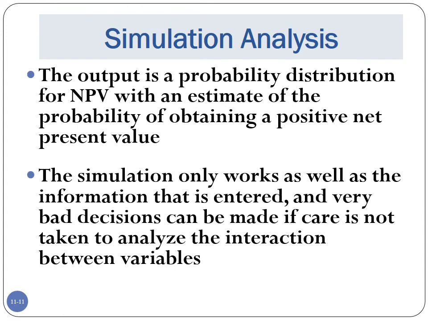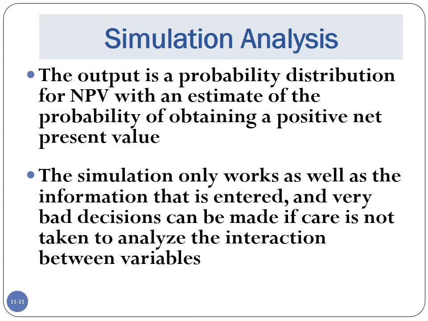The output of a Monte Carlo simulation is a probability distribution for net present value with an estimate of the probability of attaining a positive net present value. This is very important. But remember that the simulation only works as well as the information that's entered.